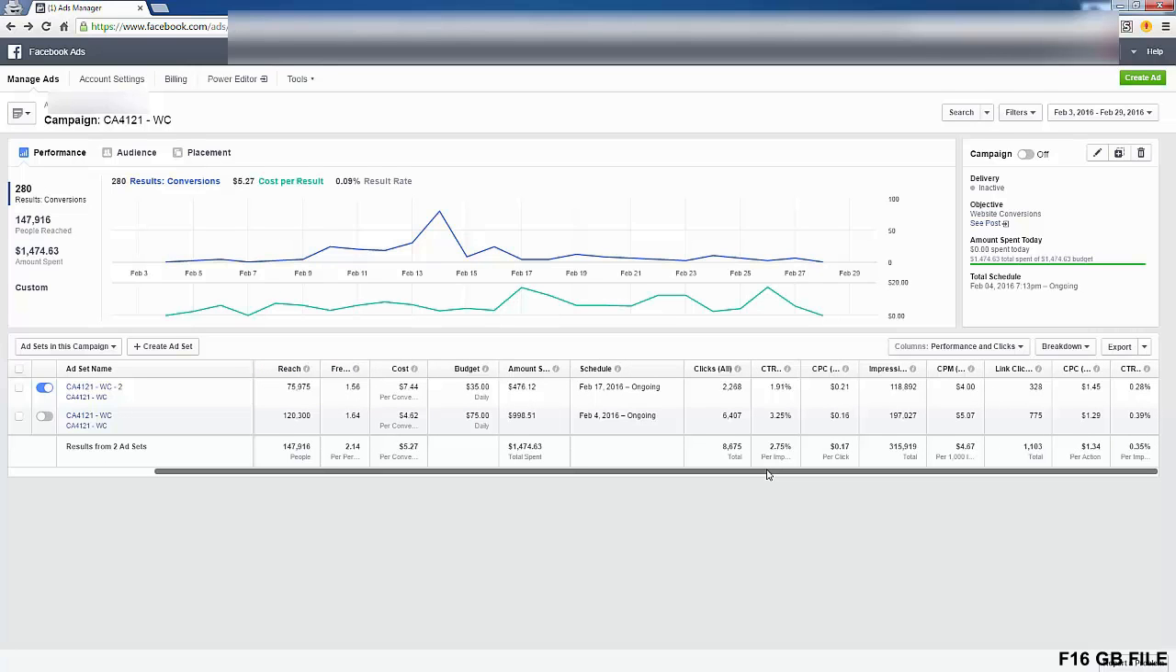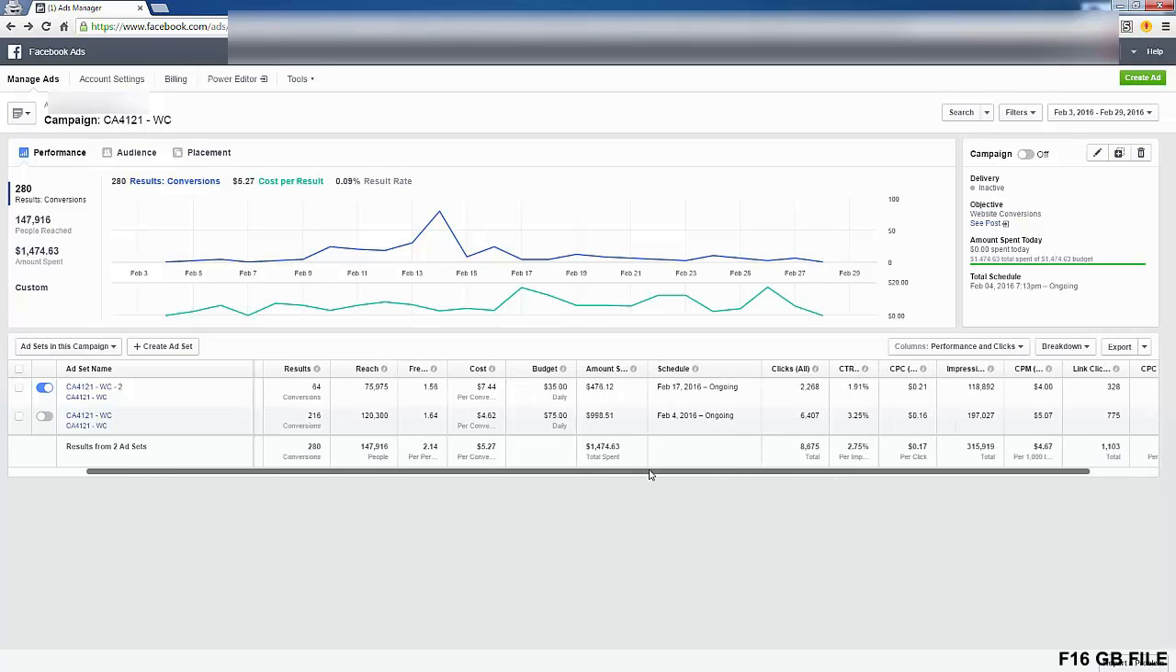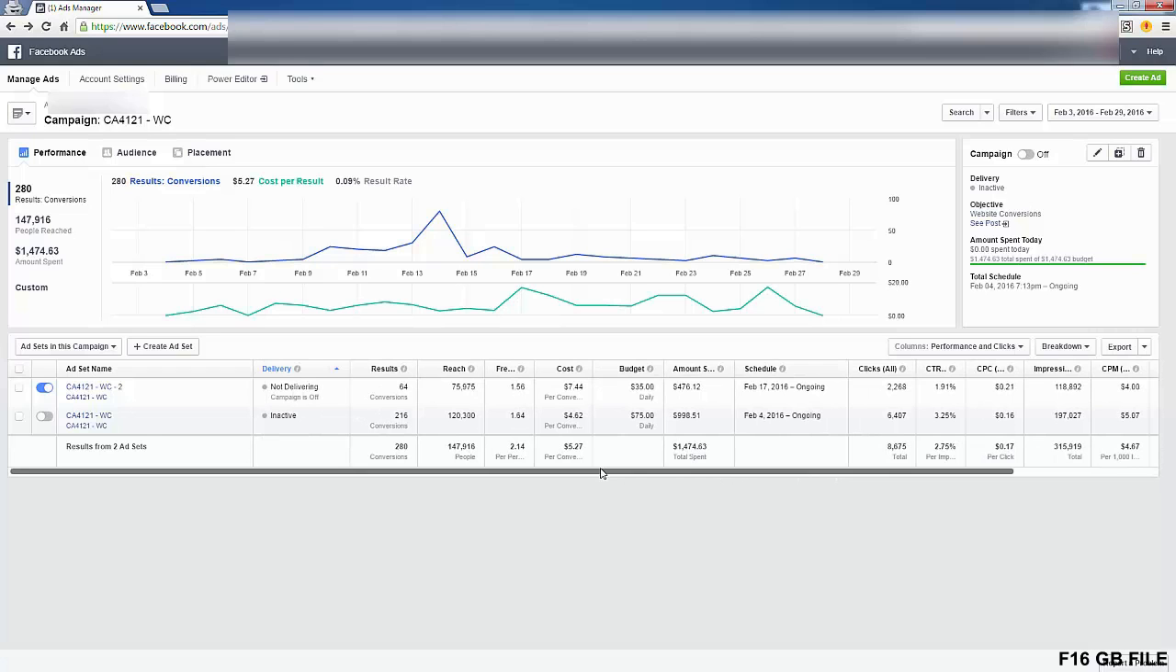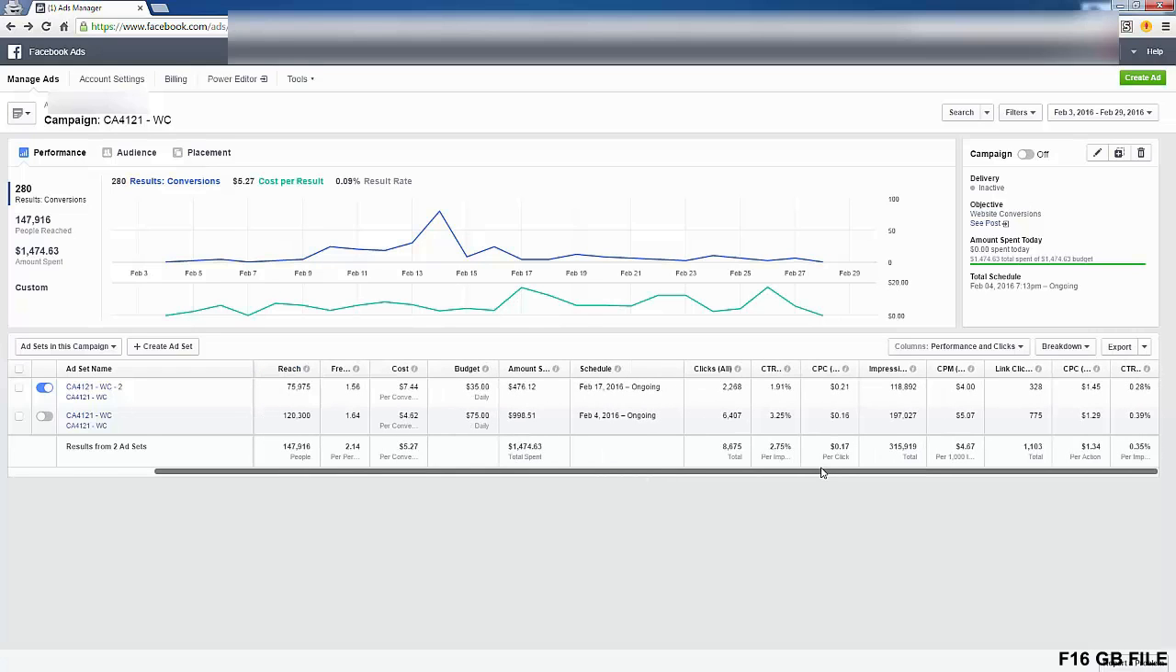Okay? There are other metrics here, but a lot of these metrics just get extrapolated out from some of the other metrics we talked about. So for example, link clicks. Link clicks is just the exact result of a mathematical formula of CTR times reach. So 0.28% of 75,000 is 328 clicks. So it's just basic math here.